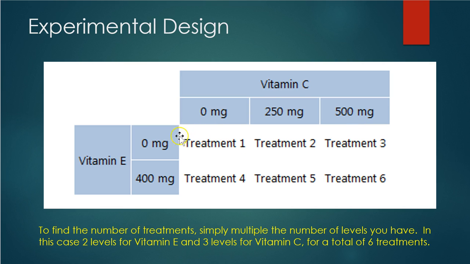So here we have vitamin C at 0 milligrams and vitamin E at 0 milligrams. That is treatment number 1. Vitamin C at 250 and vitamin E at 0. That is treatment number 2. And on we go. So in this hypothetical experiment, the researcher is studying the possible effects of vitamin C and vitamin E on health. There are two factors, right? The dosage of vitamin C and the dosage of vitamin E. Vitamin C has the three levels like we talked about. Vitamin E has the two levels, right? And the experiment has 6 treatments: treatment 1, treatment 2, treatment 3, and so on.